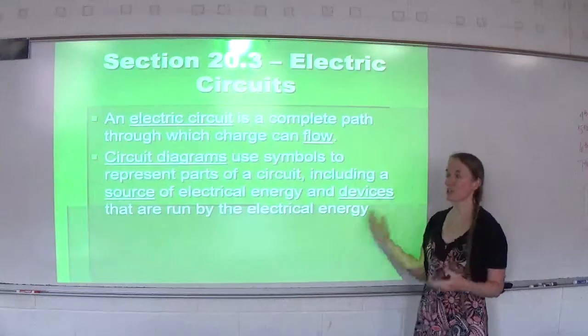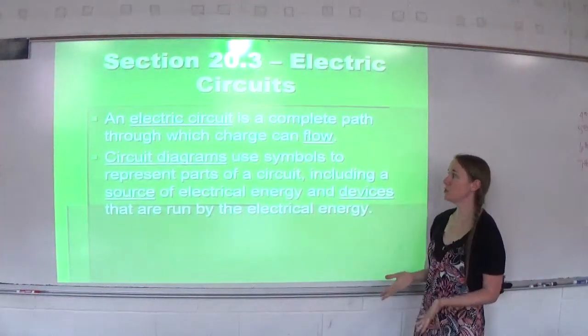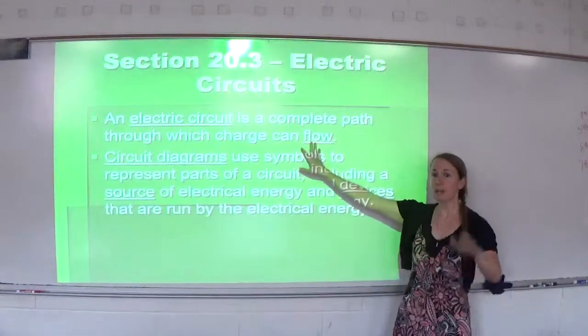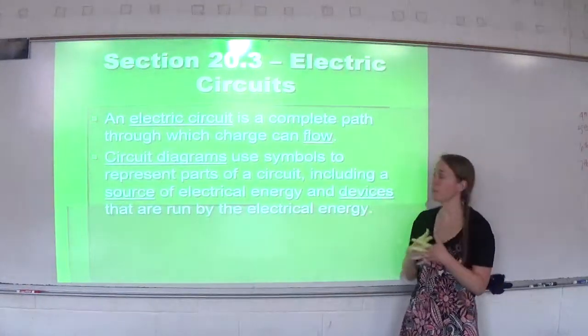So we're going to talk about circuits in this section. An electric circuit is the complete path through which charge can flow. So remember, if there's any break in the path, then the current cannot flow through it. It has to have a complete path.